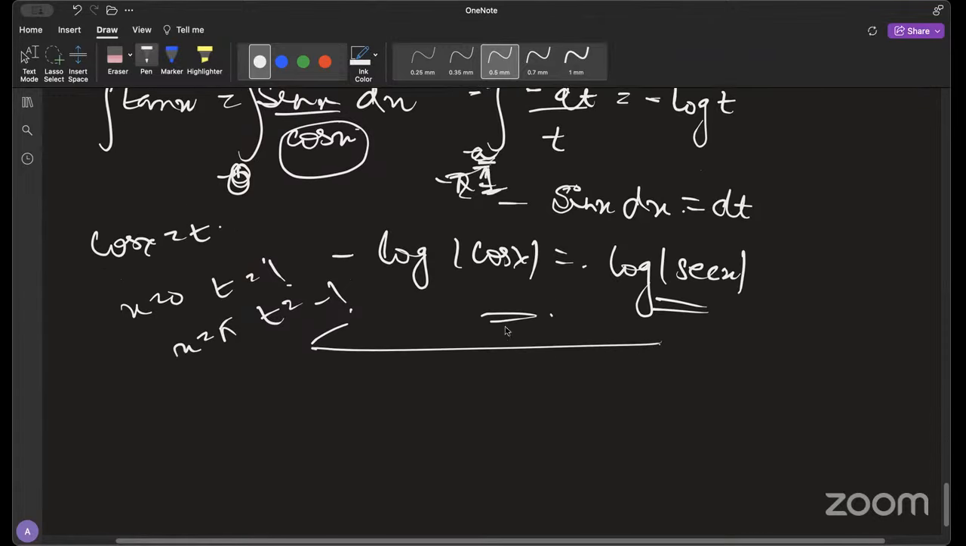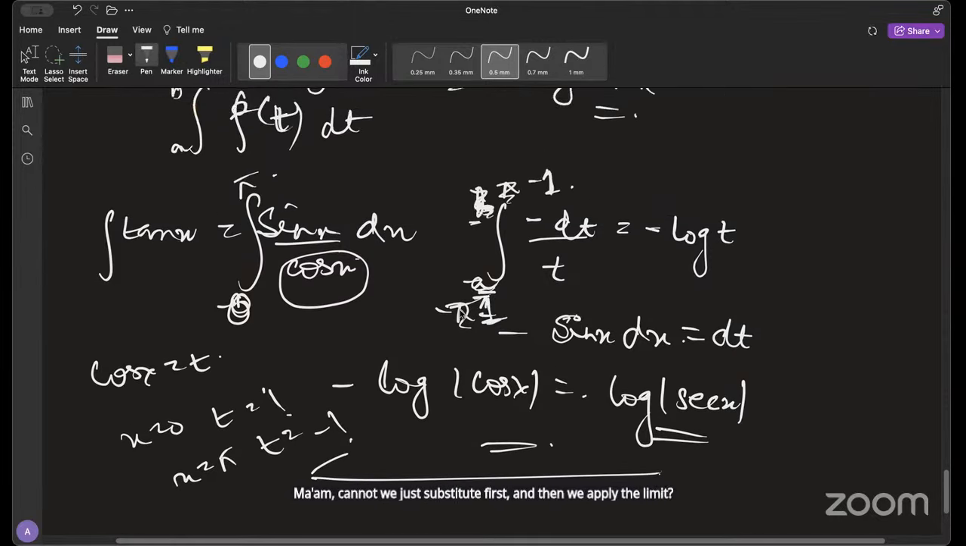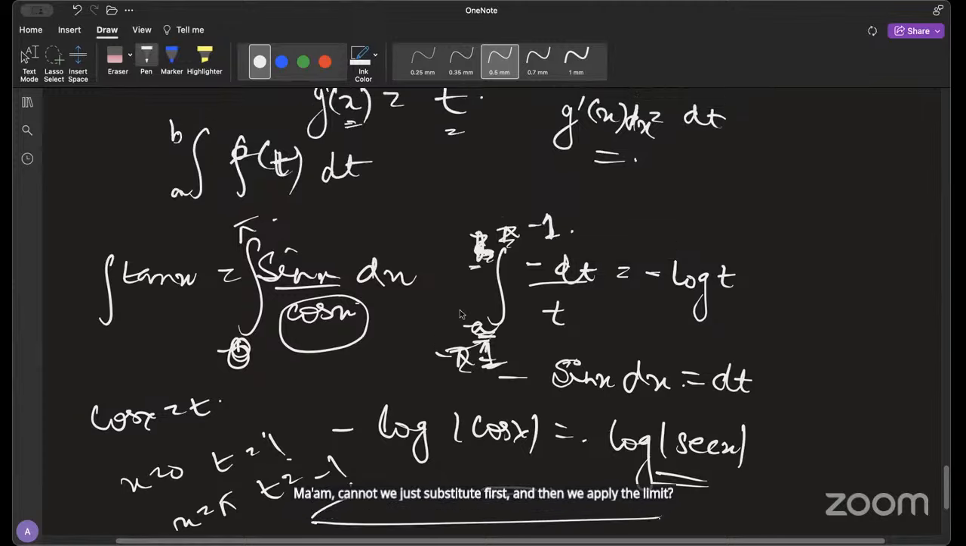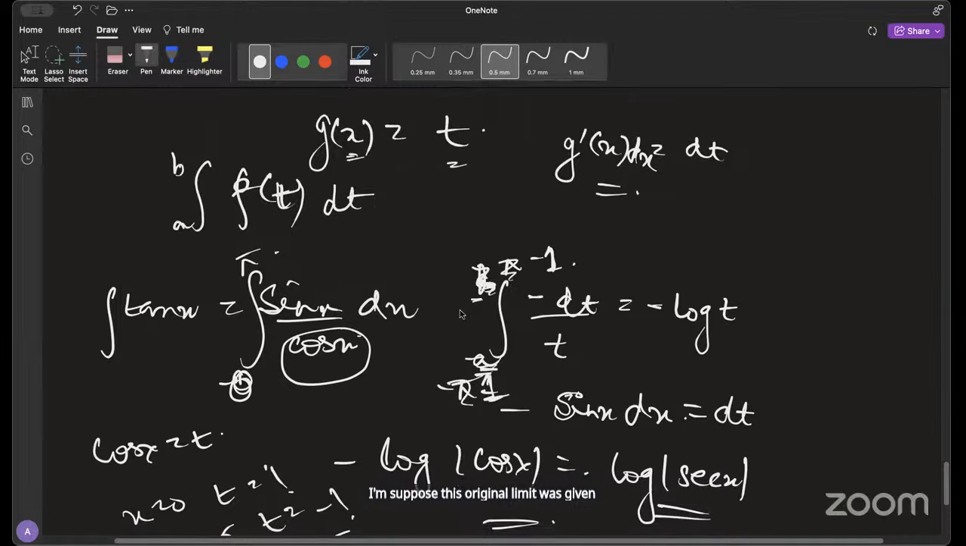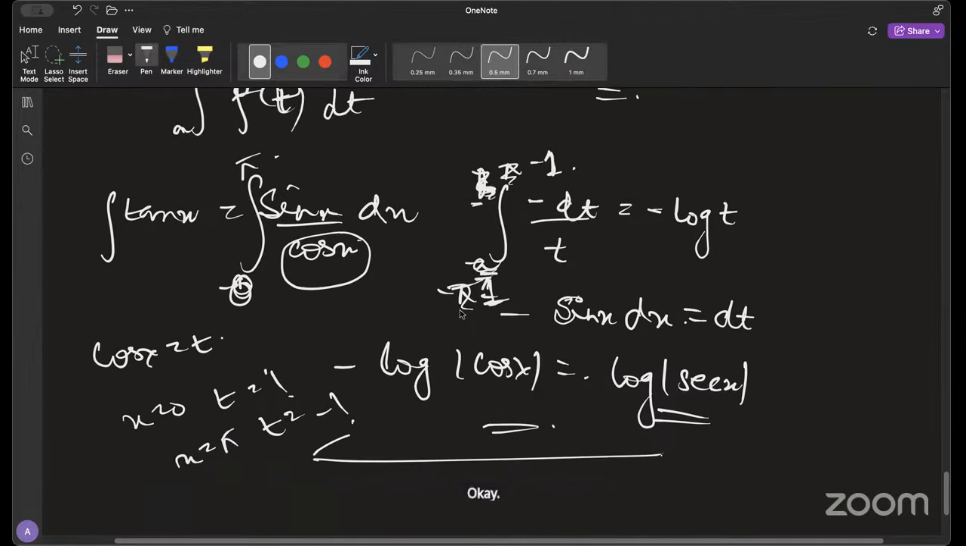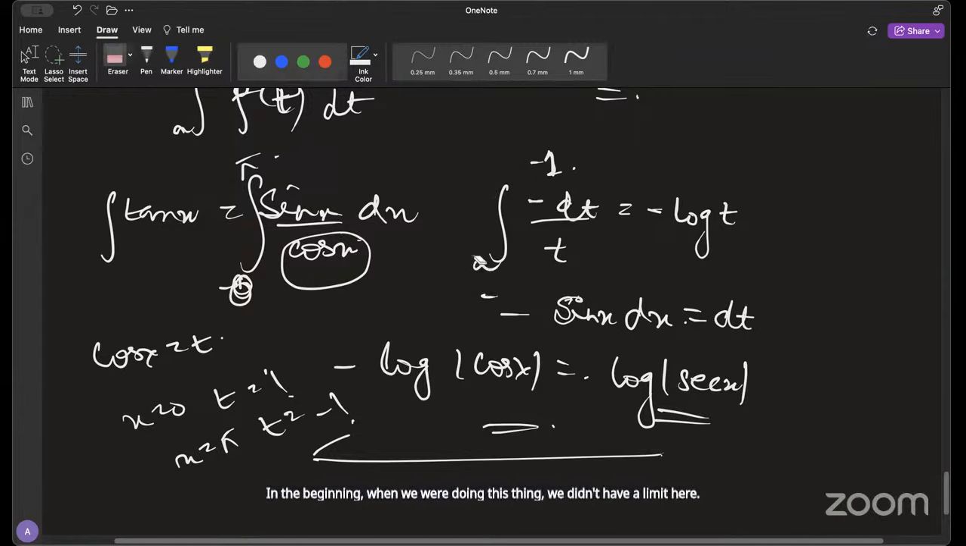Ma'am, can we not just substitute first and then apply the limit? Which limit? Ma'am, suppose this original limit was given 0 to pi, and we have done the substitution. Finally, we got the answer minus log mod of cos x. Yeah, that's what you need to change. In the beginning, when we were doing this thing, we didn't have a limit here. So the answer was simply this thing. But I was just trying to tell you that if you do see limits here, then you will need to change the limits here.